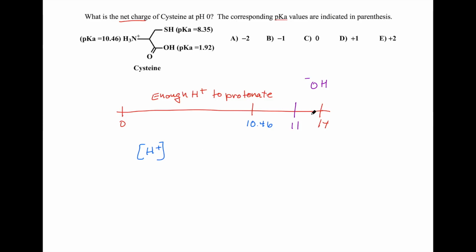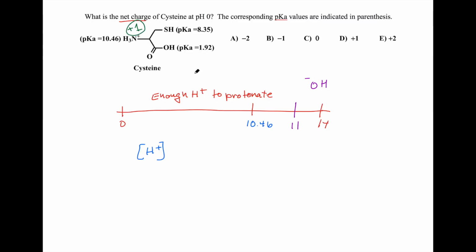That means it's less acidic, right? So therefore there'd be more base to acid ratio. But in this case, we have a pH of 0. Because it's less than the pKa value for this amino group, there's more H plus rather than OH minus. So because there's more H plus, this is going to be protonated. So at a pH of 0, this amino group is essentially going to have a plus charge. So this is going to be a charge of +1.